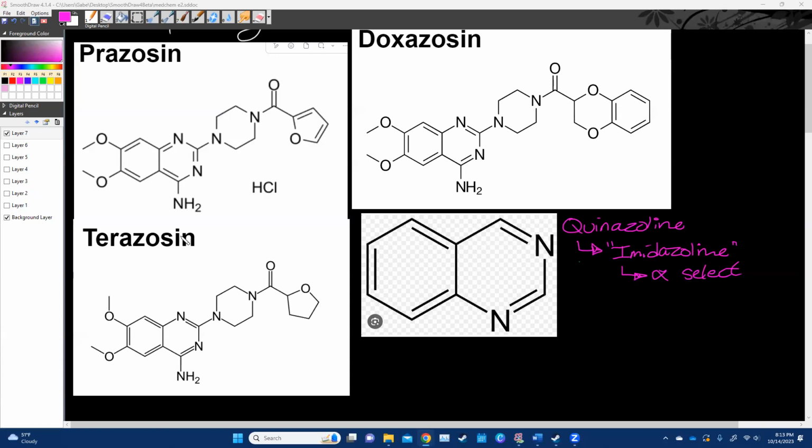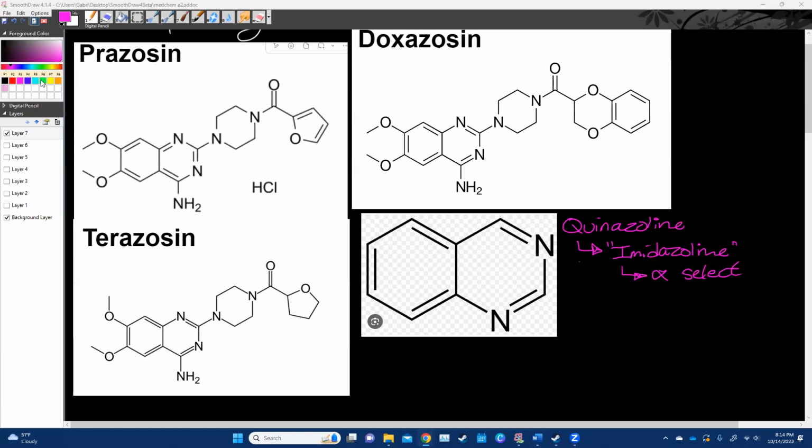There we go. Just had to check on something. So, doxazosin, prazosin, and terazosin. What kind of alpha-1 antagonists are these? Are these selective or non-selective? What do we remember? They're 1A and 1B, right?